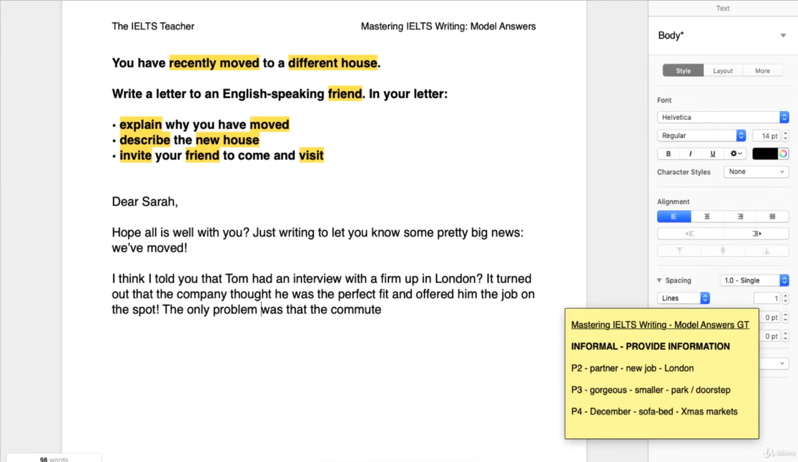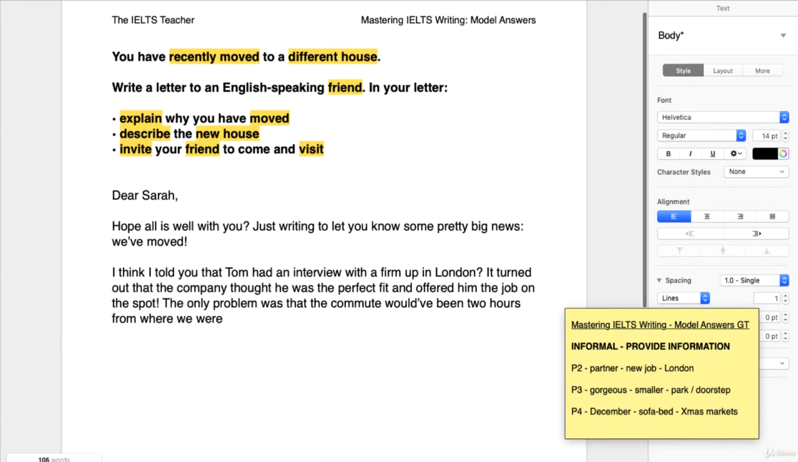But what we do is we say the problem was in the past, this was the problem, and from that position this would have been the problem. So this would have been, let's say, the commute would have been 2 hours from where we were. So it's a problem for the future realized from the past, but this future problem is according to that past, not this present. So they're both in the past, but one is further back than the other. Hopefully that makes sense. Hopefully I'm putting myself across well there. So from where we were. So the only problem was that the commute would have been 2 hours from where we were.